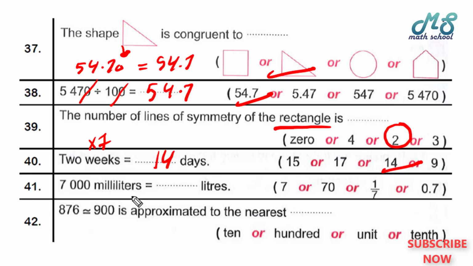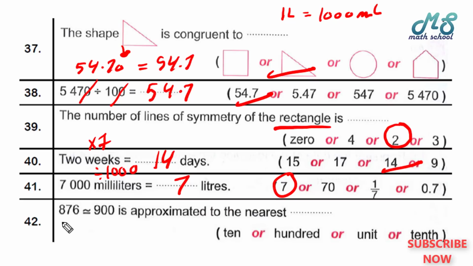7000 milliliters equals how many liters? We all know the basic relation that 1 liter, Mister, equals 1000 milliliters. To convert from milliliter to liter, just divide by 1000. Be careful: from largest unit to smallest unit, multiply. From smallest unit to largest unit, divide. So 7000 divided by 1000 equals 7. So we get 7 liters.